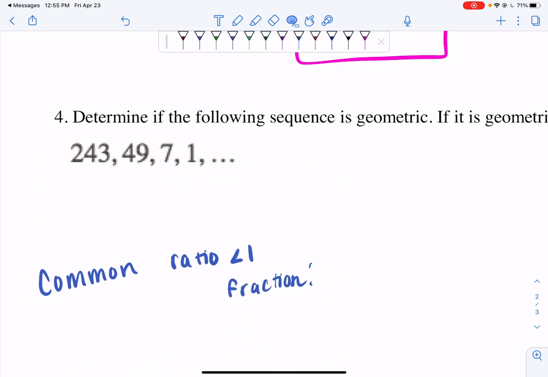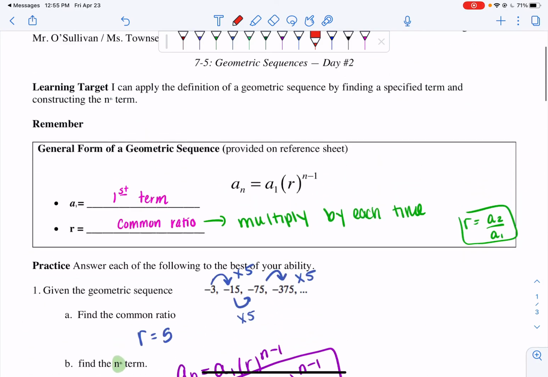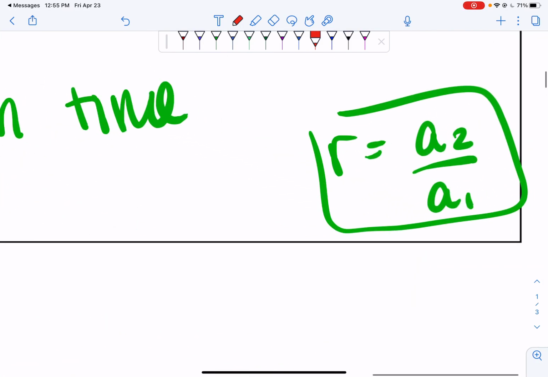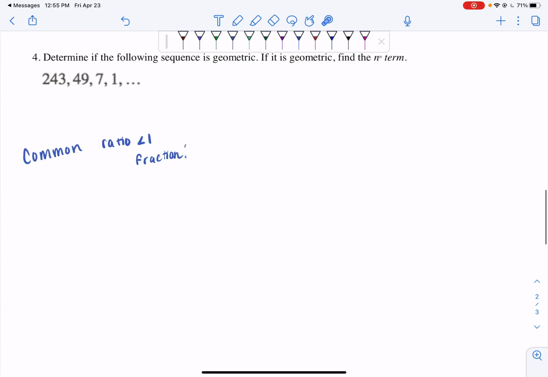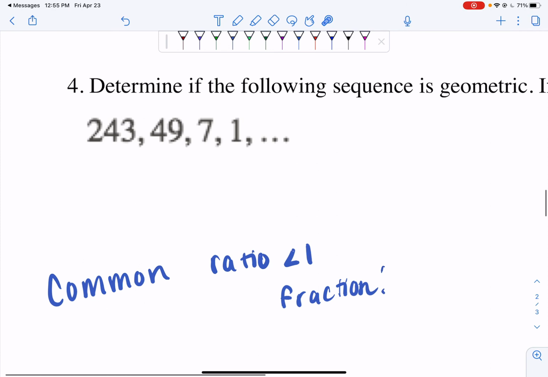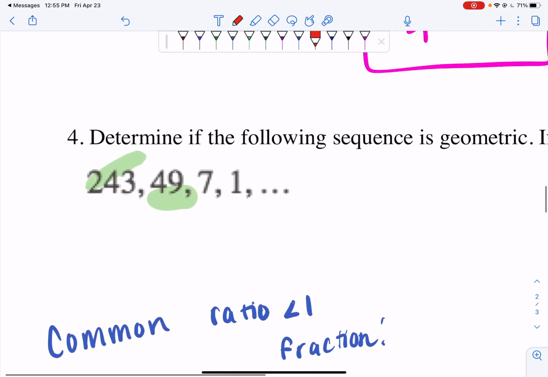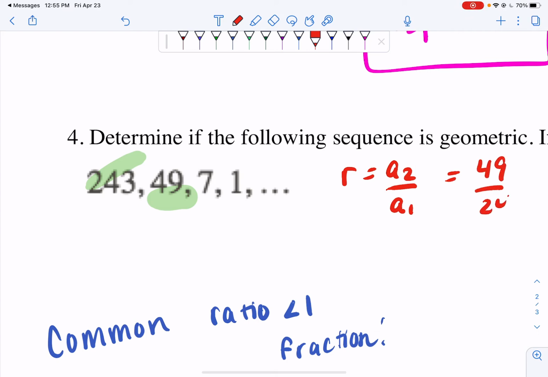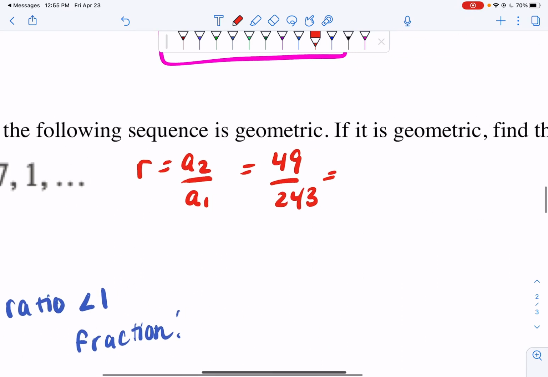I don't really want to figure it out the long way, so I'm going to use my rule that I showed you before, where I said if you want to find your common ratio, just take a sub 2 and divide a sub 1. So if I look, a sub 2 is 49, and a sub 1 is 243. So what I'm going to do is r equals a sub 2 over a sub 1, so in this case 49 over 243. I'm going to type that into my calculator.